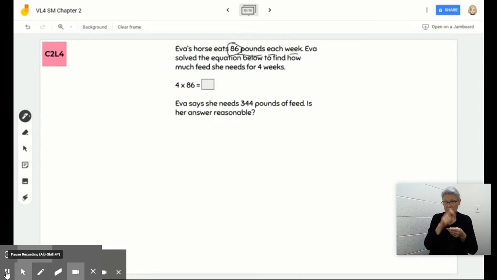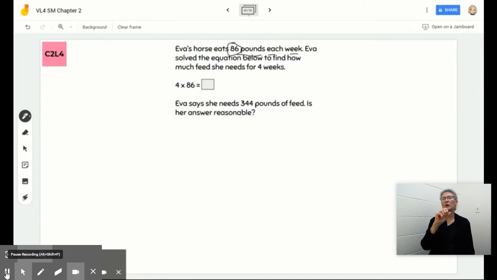So she's got this new animal. She knows that it eats 86 pounds each week. She wants to know how much food she really needs to buy, how many pounds of food for a period of 4 weeks. Looks like we already even have the equation written for us. 4 times 86 equals... Now, Eva already said that she needs 344 pounds of feed. Is her answer reasonable?